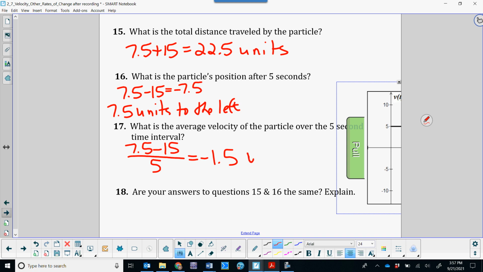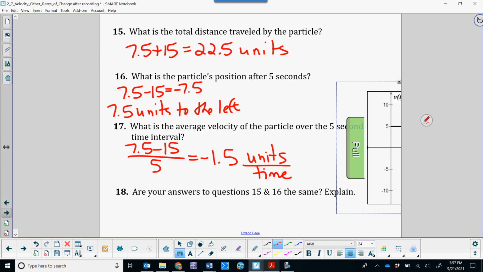Now you would get units over time. So if it's feet and seconds, it would be feet per second. That would be the average velocity. Then the question on 18 again is, are your answers to 15 and 16 the same? One is distance, one is displacement, and no, they're not the same.